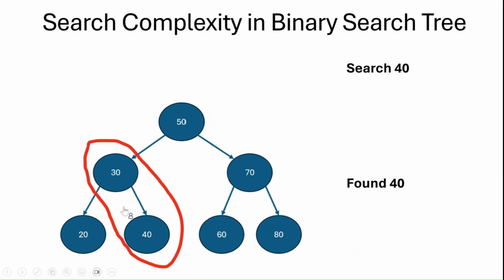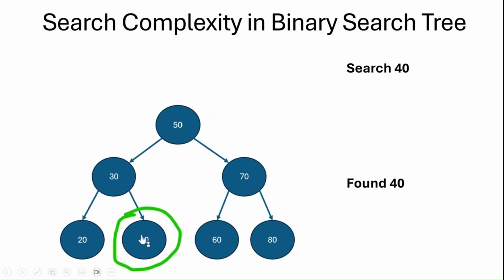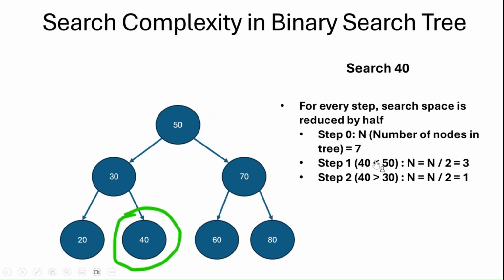In the next step, the node which we are trying to check contains the value 40, which we are trying to search. We found the 40. So what did we observe? For every step, search space is reduced by half. Why? Because we know that in binary search, for every node, the left side contains smaller values and the right side contains greater values than the node value. So we use that fact and apply the binary search.